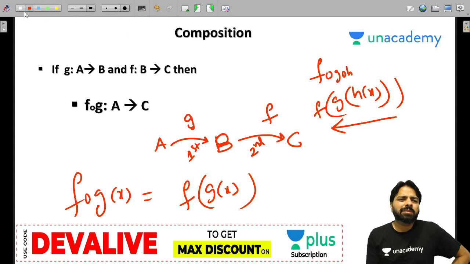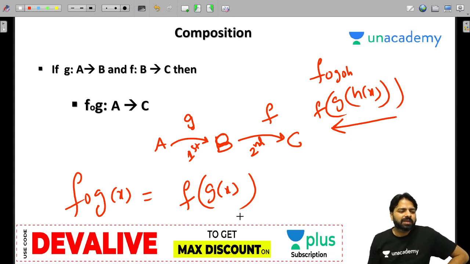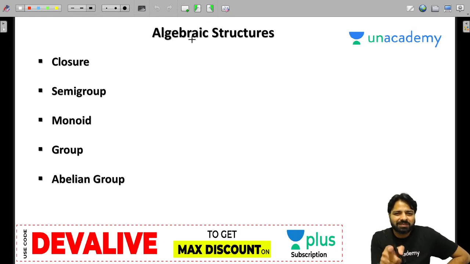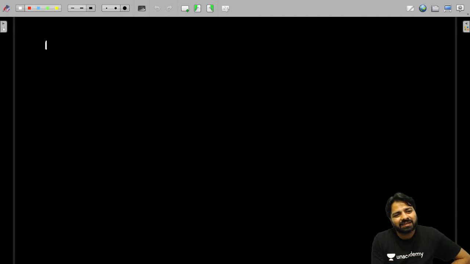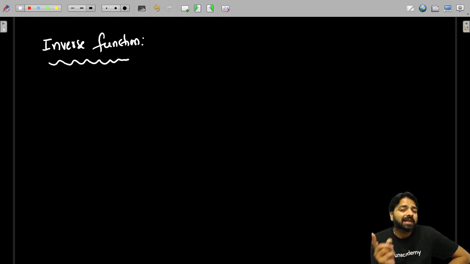Okay. Somebody is asking about inverse function. Not studied inverse function yet. So before going to algebraic structures, let me talk about the inverse. Which functions will have an inverse? Bijective functions will have an inverse. Basically, what is the inverse function?